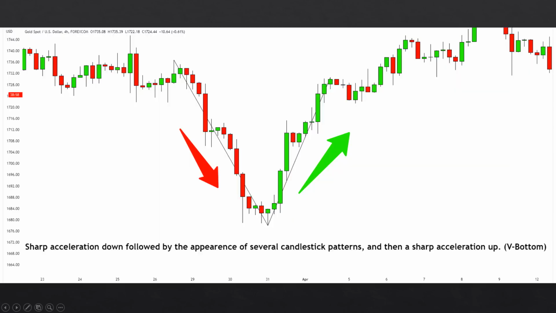In this chart, we can see an example of a V-bottom. The important thing to notice here is that the anticipation of the movement to the upside can be made by observing candlestick patterns. In this case, we can observe several candlestick patterns happening consecutively before the reversal to the upside, mainly inside candles and hammers.